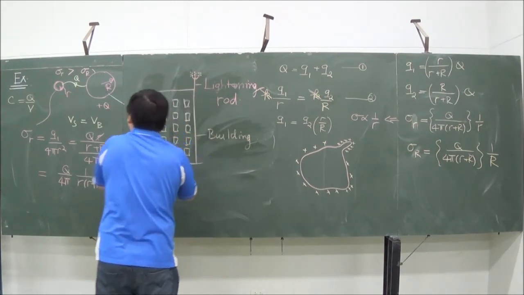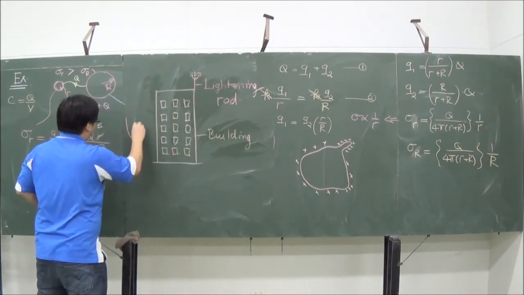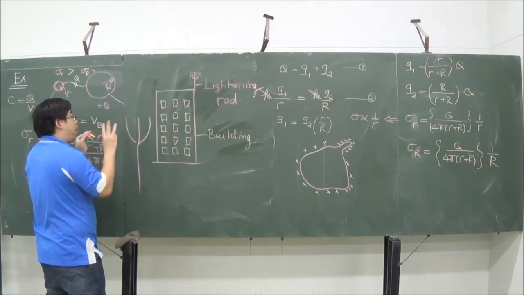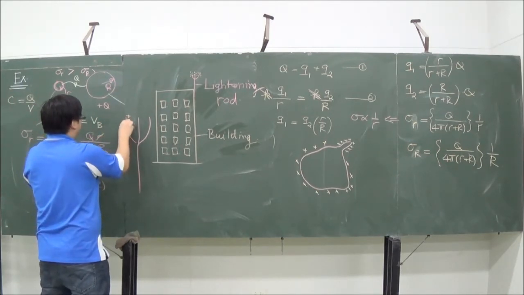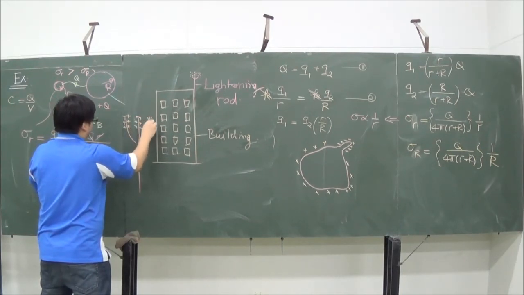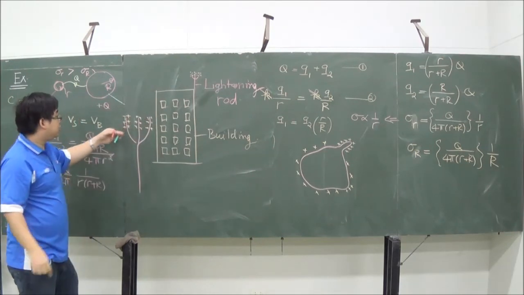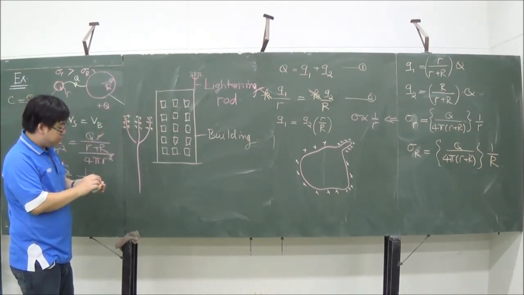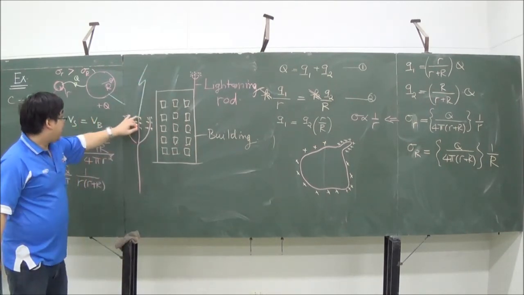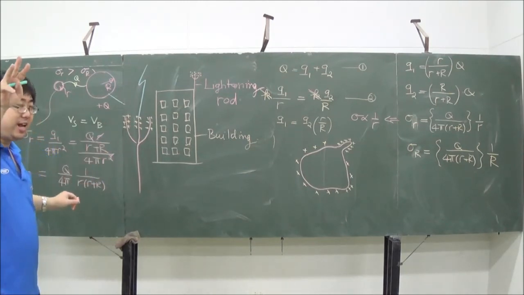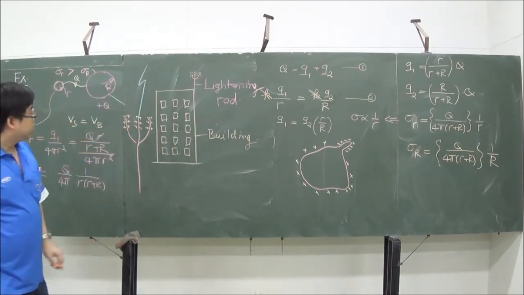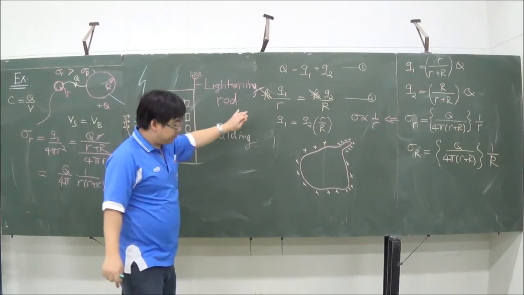So you see that the lightning rod will be up, and its tip will be pointed and very sharp, such that most of the charge will concentrate on this part here. And because most of the charge is concentrated on this part, when the lightning strikes, it will strike at this sharp pointed area here. So this is the application of this exercise.